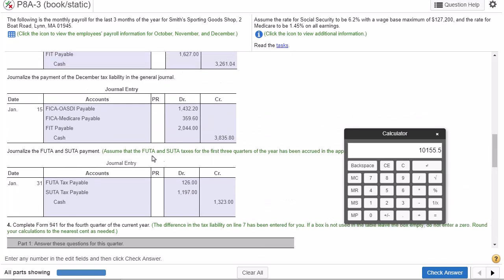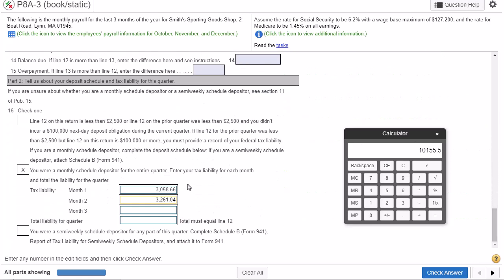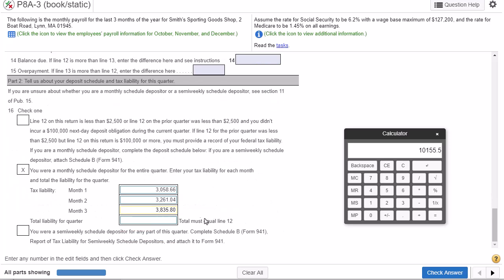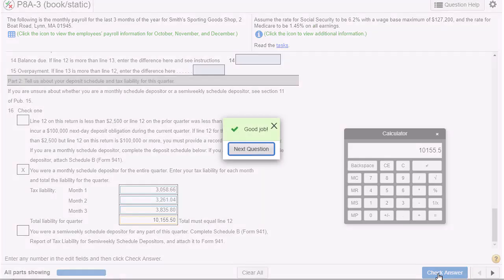Scroll back up here and get the January payment of FICA FIT, 3835.8. Now remember, don't grab the FUTA SUTA payment because that has nothing to do with the Form 941. 941 is only about FICA FIT. And then when we add these three, these are our payments that we made for FICA FIT. We add those up, and that is the same as line 13, total deposits. We've already added them, so I'm just going to copy and paste this number. And then that's it. Good job.